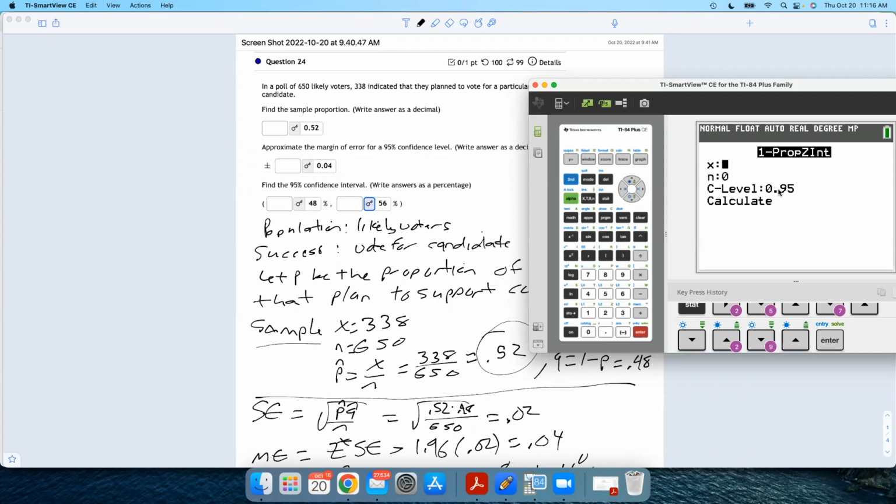And look what they ask for. Like literally the same stuff I just wrote down. X was 338. N was 650. My confidence level was 95%. I hit calculate. I'm done. That's it. There's my confidence interval.